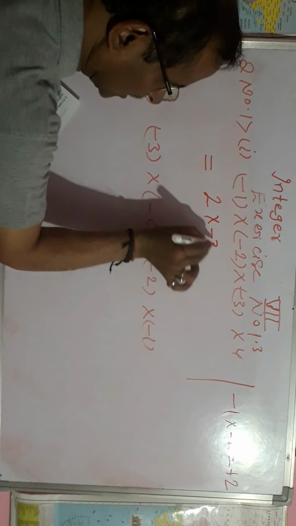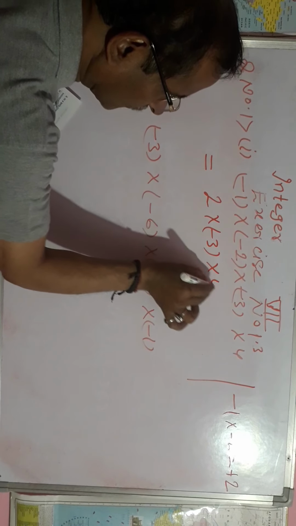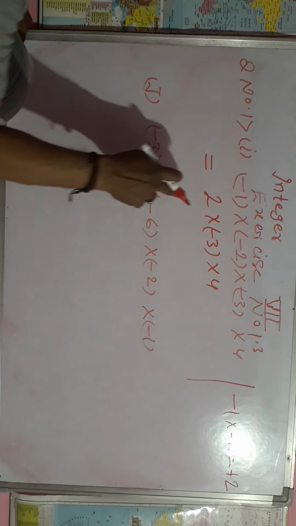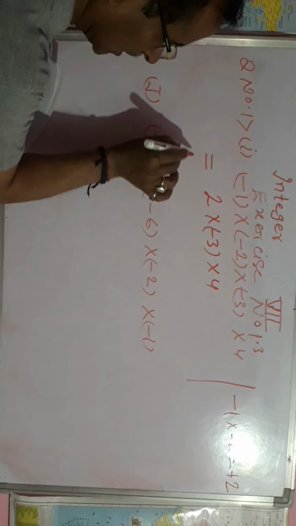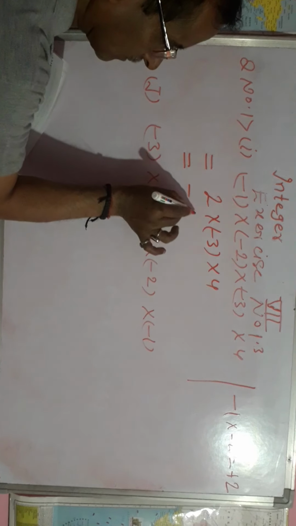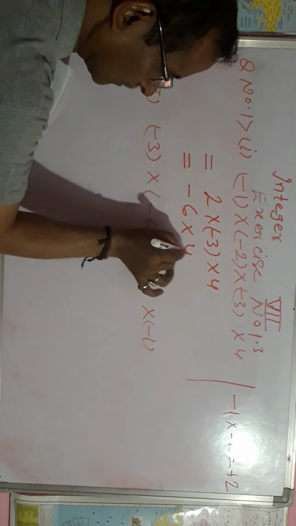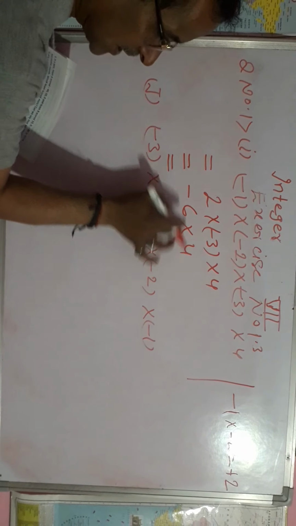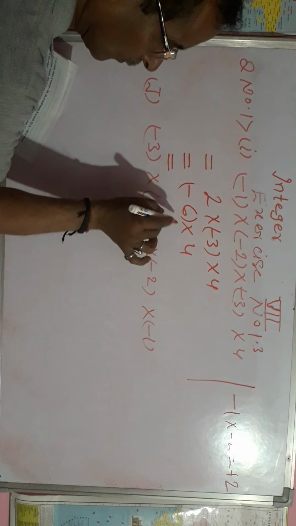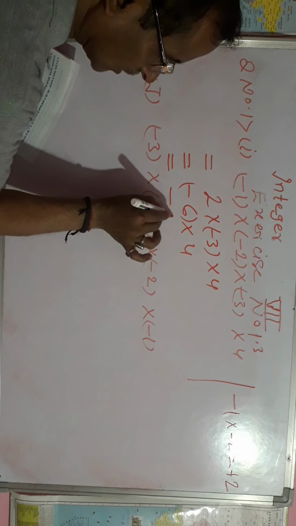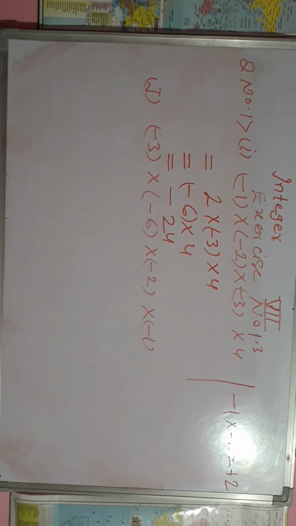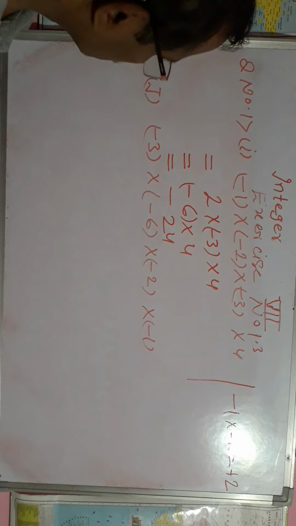Then 2 multiply minus 3 multiply 4. We will multiply 2 and minus 3. Now we get minus 6 multiply 4. Here we will get 6 multiply 4 is 24, so the answer will be minus 24.